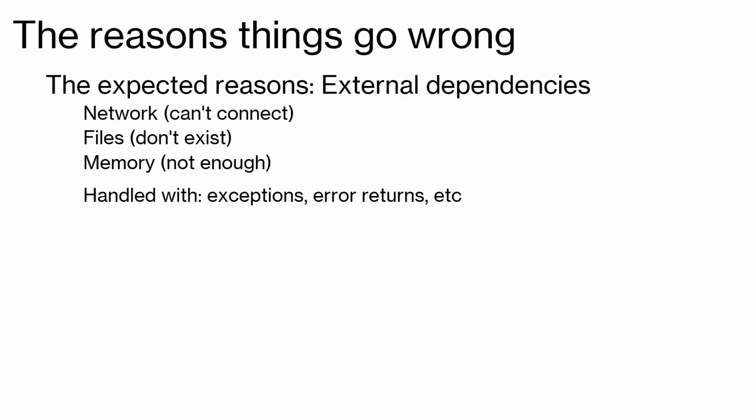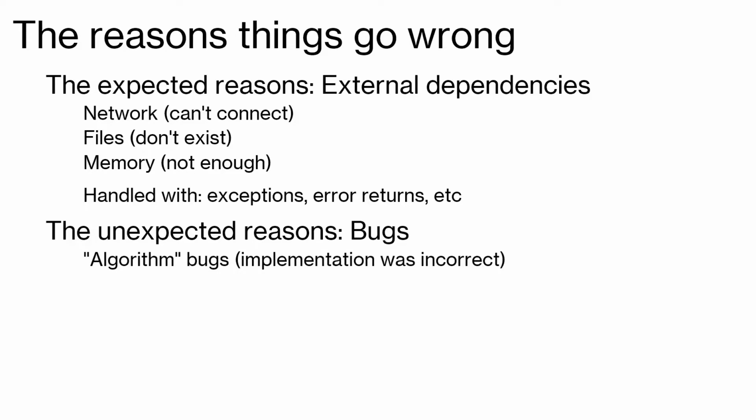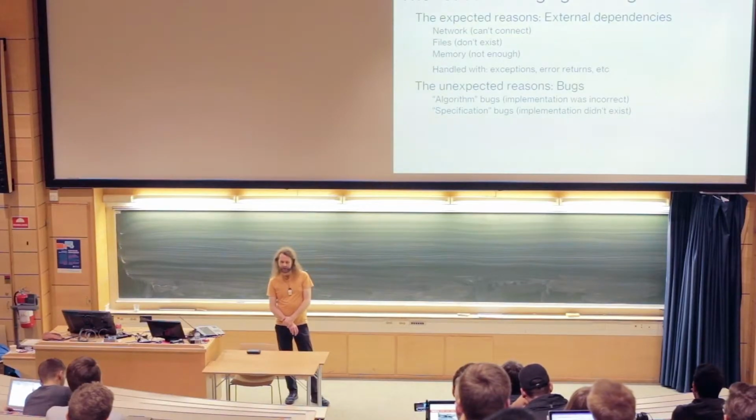These are the expected problems, but of course, as competent developers, there are also unexpected problems because, well, sometimes we have bugs, and bugs can come from multiple sources. There are these algorithmic type bugs where we haven't implemented our program properly, and then there are more specification type bugs where we've misunderstood the specification or the specification wasn't complete, and it's not implemented incorrectly, it's just not implemented in the first place.